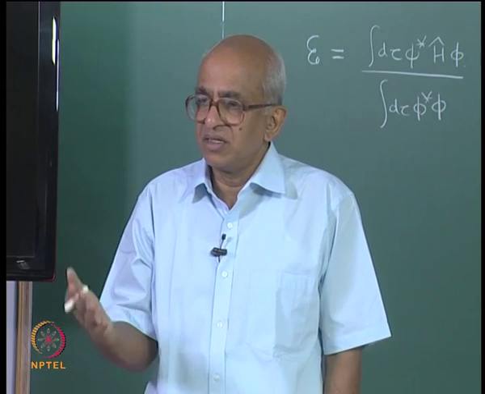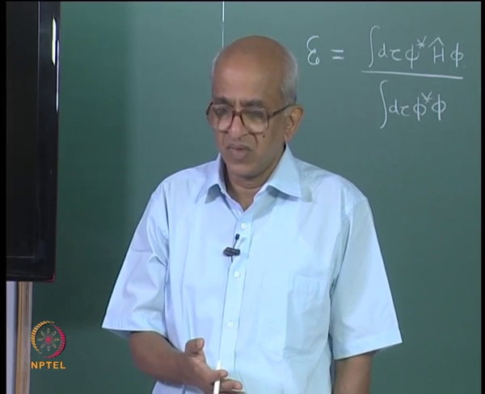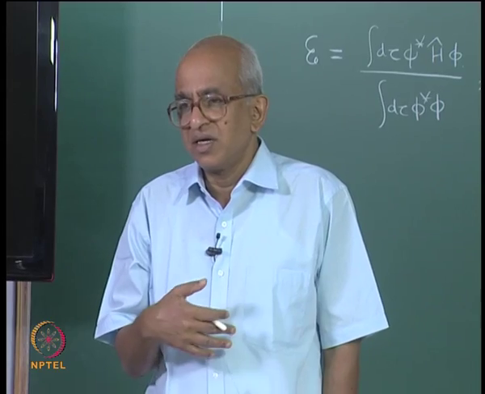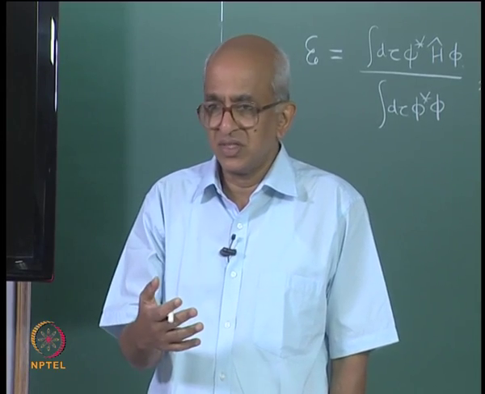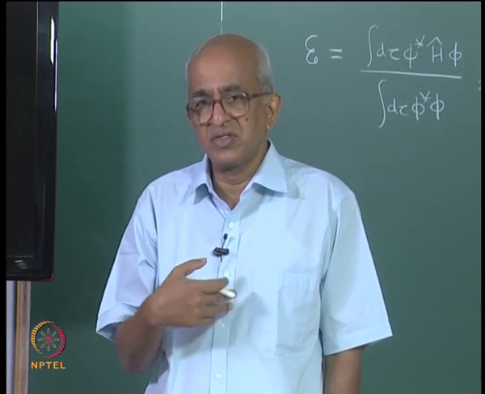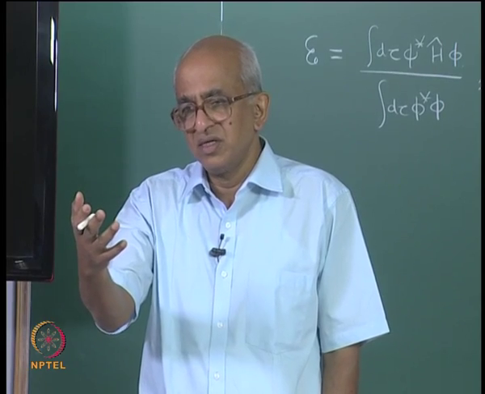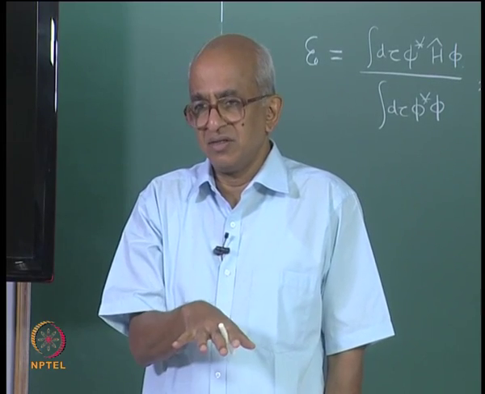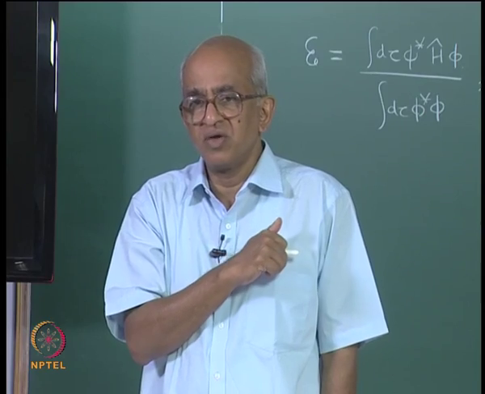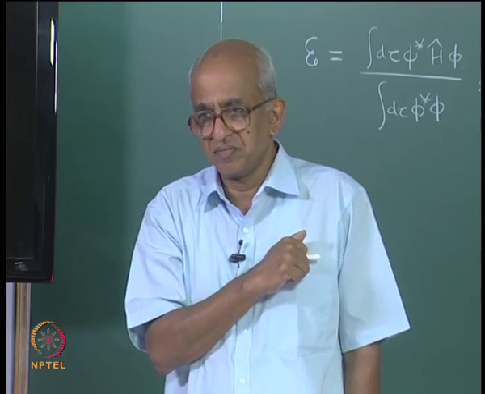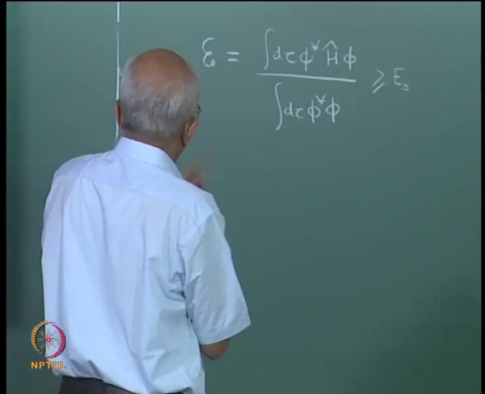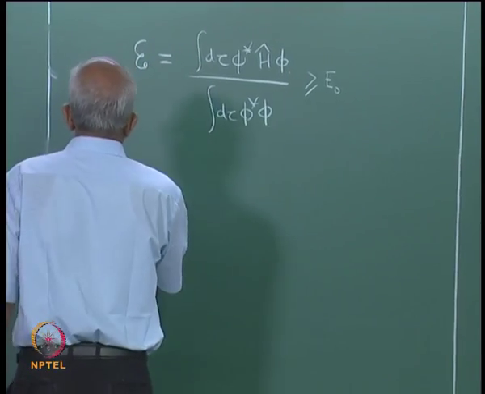It will be greater than the actual ground state energy, and also it gives us a criterion to judge wave functions. If I have a wave function and if you have a wave function, the one that is better is the one that will give a lower value for script E. So, the question is now, how does one prove this?